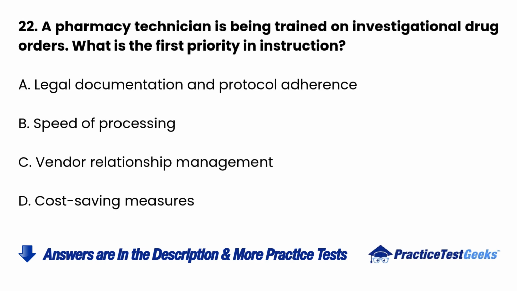22. A pharmacy technician is being trained on investigational drug orders. What is the first priority in instruction? A. Legal documentation and protocol adherence. B. Speed of processing. C. Vendor relationship management. D. Cost-saving measures.